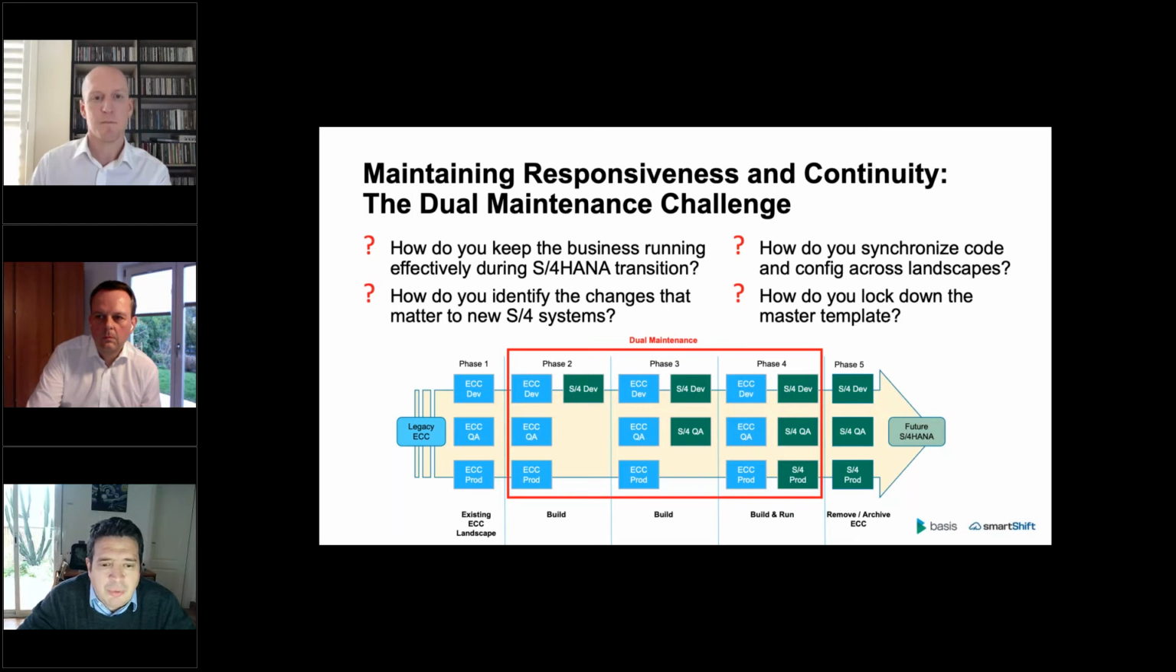So as we look at that, there's a number of different things to consider. Firstly, at a very high level, there are two different types of changes that are happening in an ECC landscape. We can move to the next slide. The first of those are changes associated with configuration or customizing.